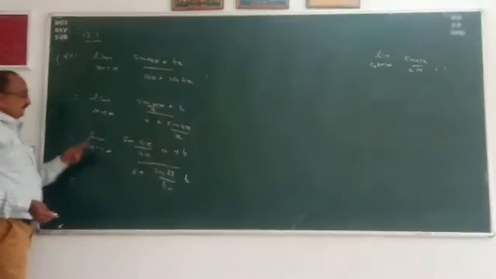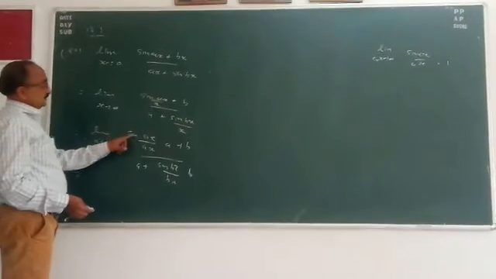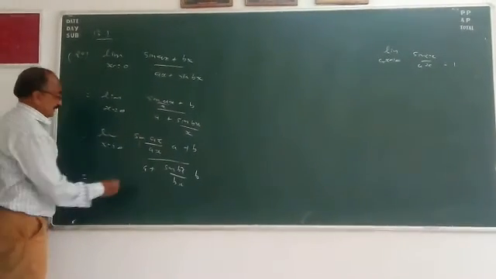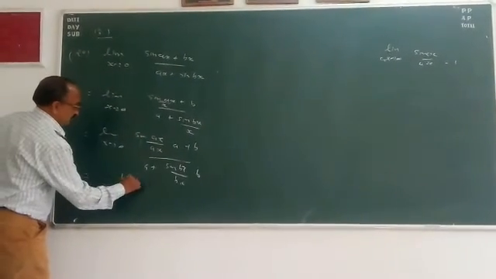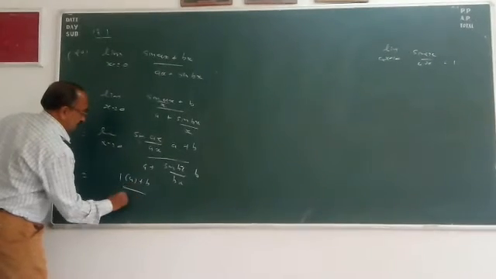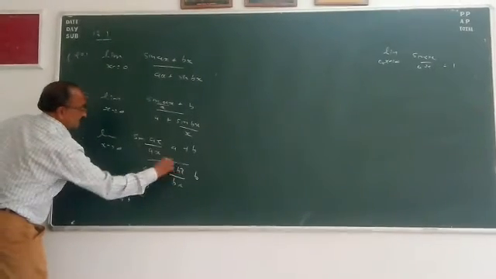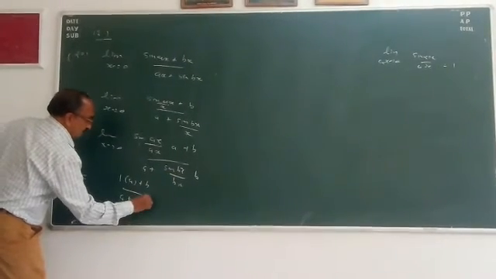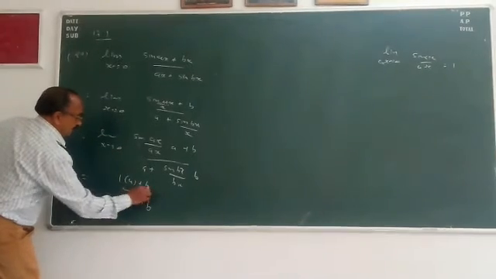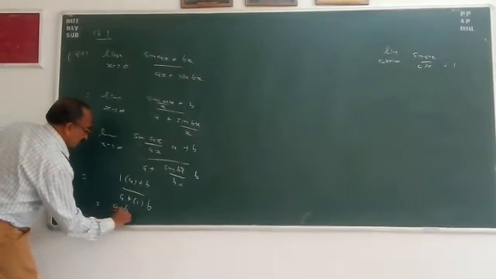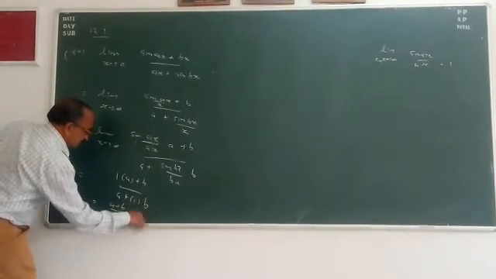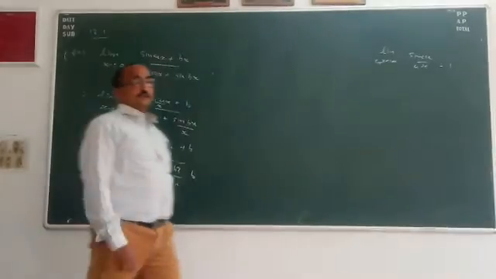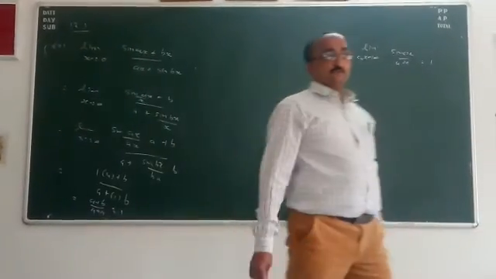Now apply limit. Here limit x tends to 0 sin ax upon x becomes 1 into a plus b upon a plus, here the limit of this term is equal to 1 into b. So a plus b upon a plus b becomes 1. So the limit of this term is equal to 1. Clear?